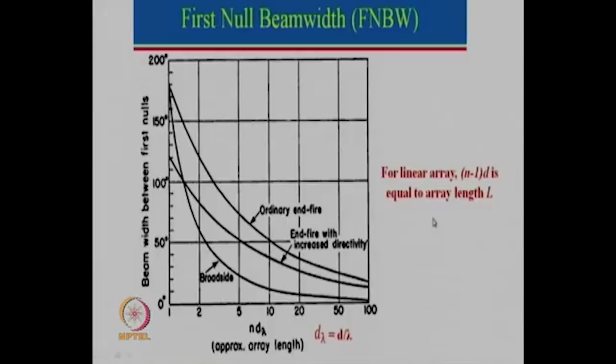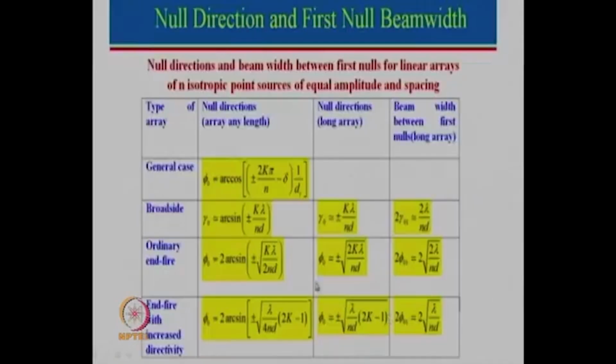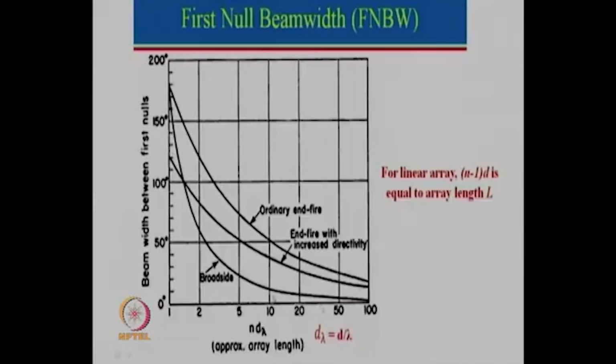So now let us just look at the next case, examples which we have seen, beamwidth between first null and approximate array length. So we can see that as array length increases, so n increases, then null direction will reduce, that means beamwidth between the first null direction will reduce. So this is the situation for a broadside, that is the case for ordinary end fire, and you can see that for increased directivity beamwidth between the first null is reduced, that means correspondingly half power beamwidth will reduce also, and that is why directivity will increase.